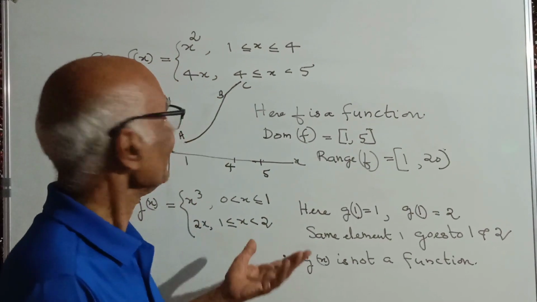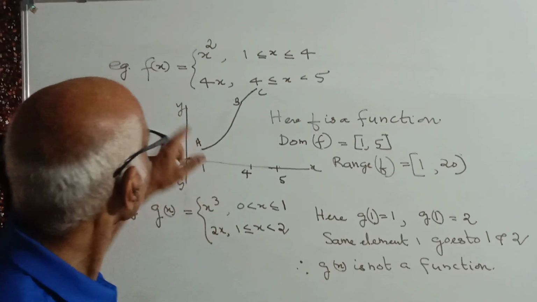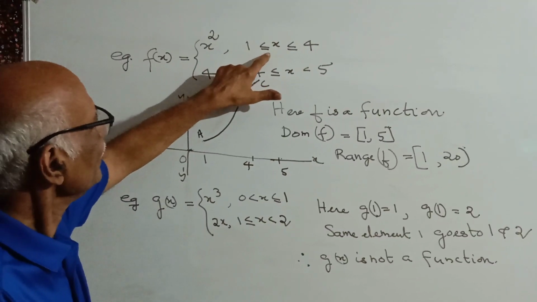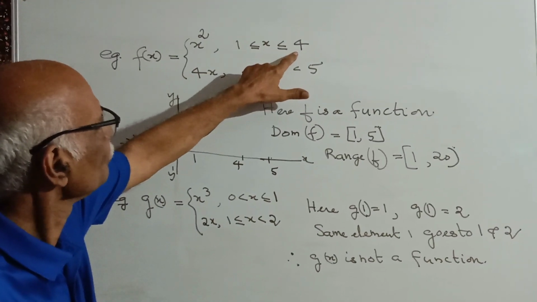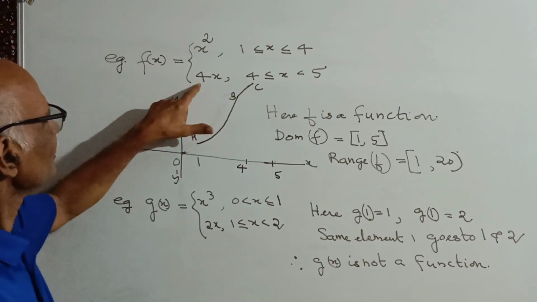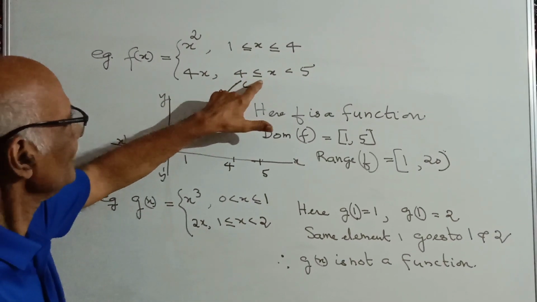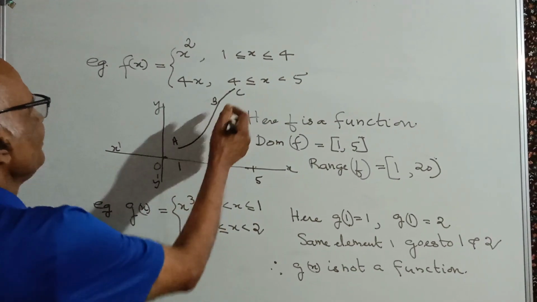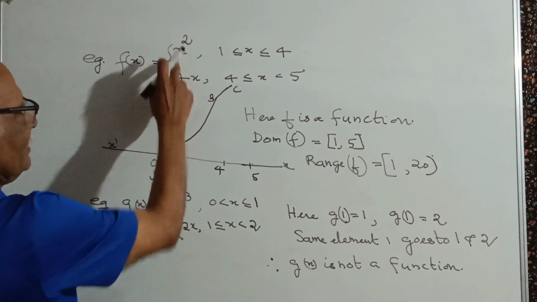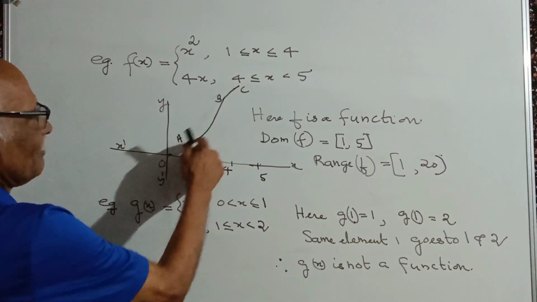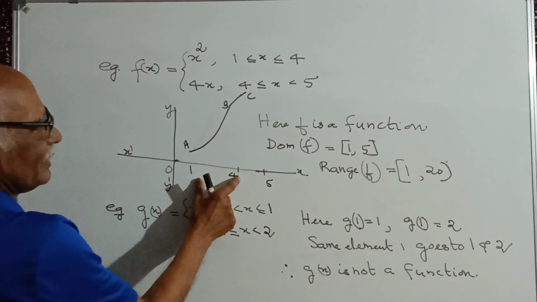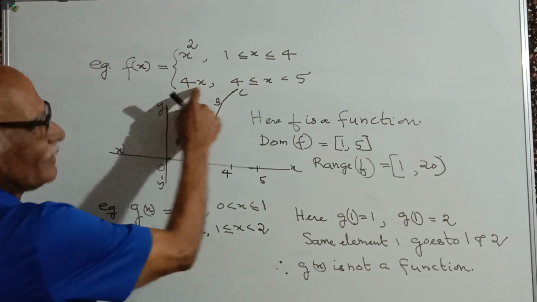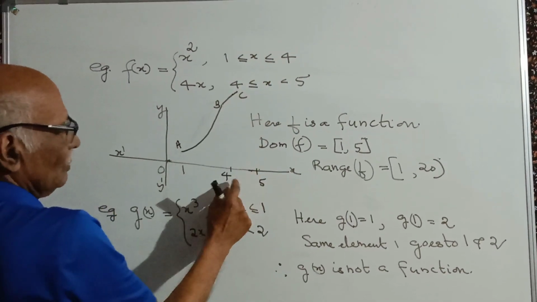Now we consider another example. f of x equals x squared when 1 is less than or equal to x less than or equal to 4. f of x equals 4x when 4 is less than or equal to x less than 5. Now here the graph y equals x squared is a parabola. That parabola is from the region 1 to 4. Then 4x is a straight line from 4 to 5.